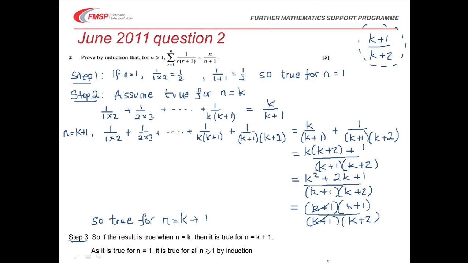In terms of the marks of the question, you do get 1 mark for the basis step, proving that it's true for n equals 1. You get a method mark for adding the k plus 1th term on, and you then get another method mark for trying to simplify and add these two fractions. You get an accuracy mark for ending up with k plus 1 over k plus 2, and then you get a mark at the end for putting in your conclusion. So 5 marks in total.